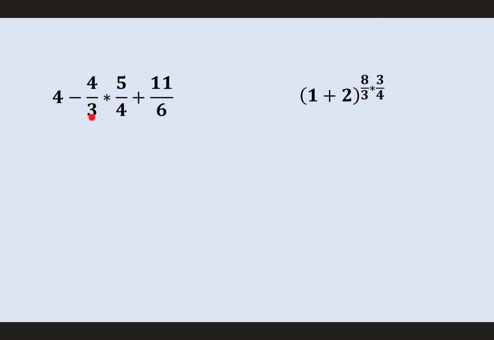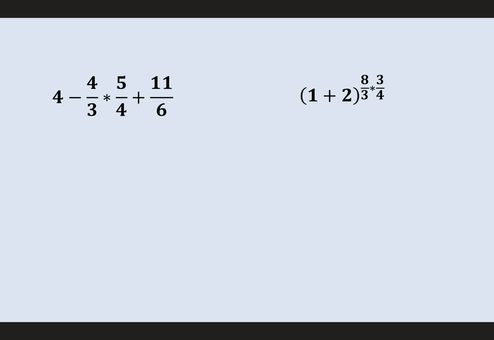We have 4 minus 4/3 times 5/4 plus 11 over 6. So we're going to go in PEMDAS order. There are no parentheses and no exponents. So the next thing we're going to do is multiplication and division in a left to right fashion. The first and only multiplication or division we see is this 4/3 times 5/4.